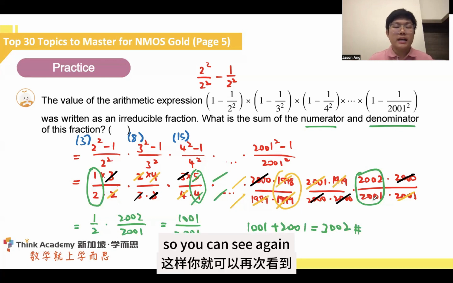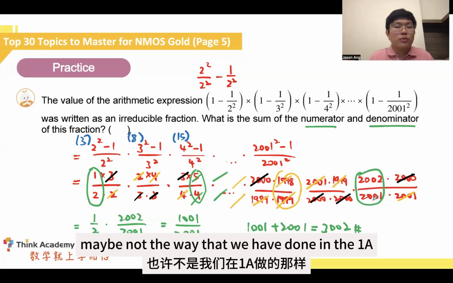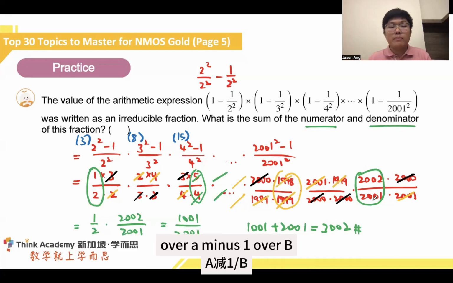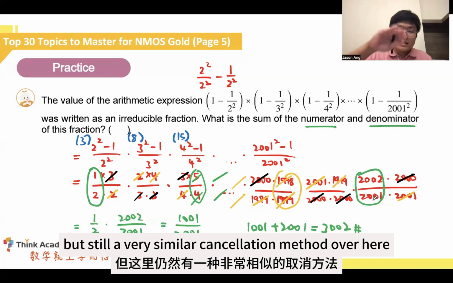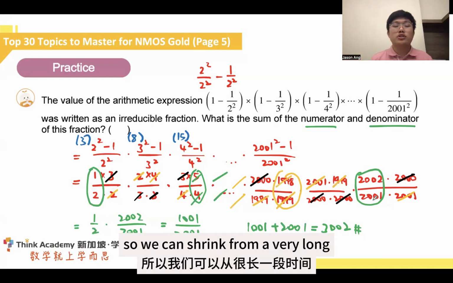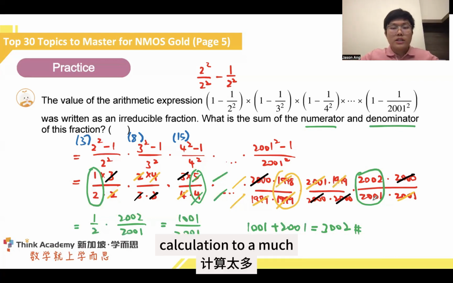So you can see, again, telescoping series, maybe not the way that we have done in the 1 over A minus 1 over B, but still a very similar cancellation method over here. So we can shrink from a very long calculation to a much shorter one.